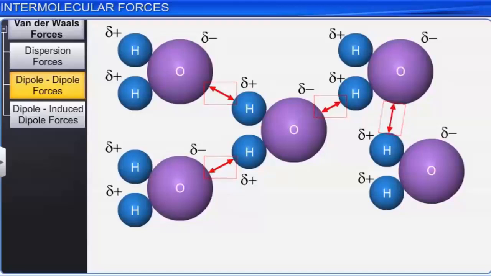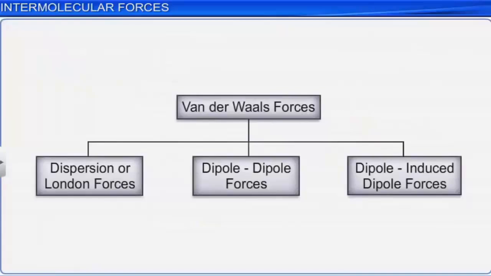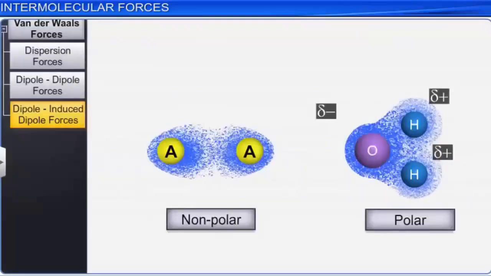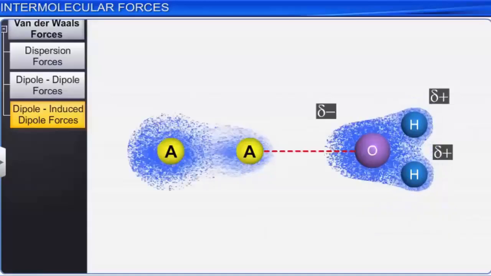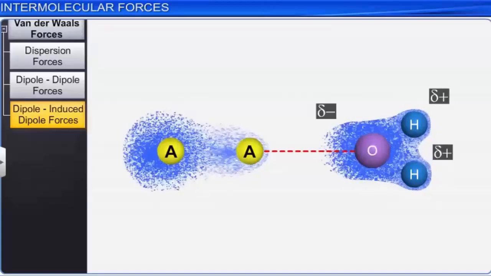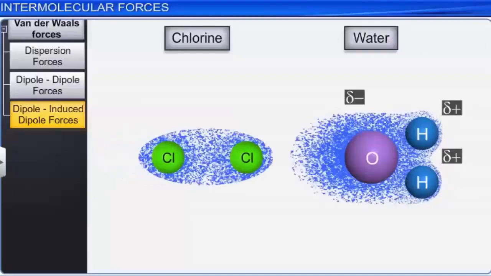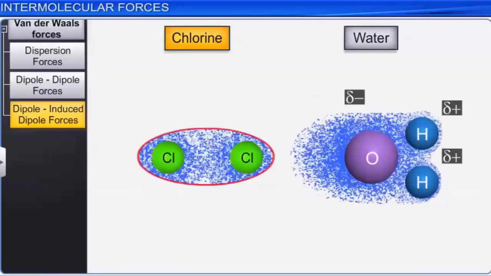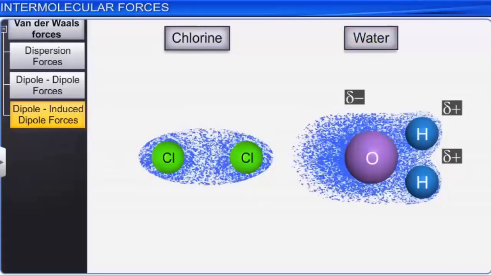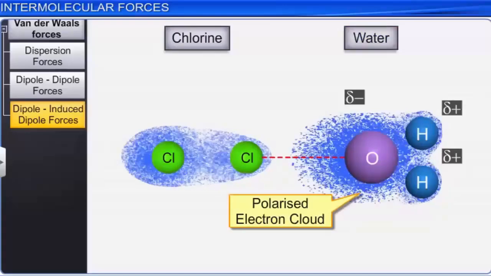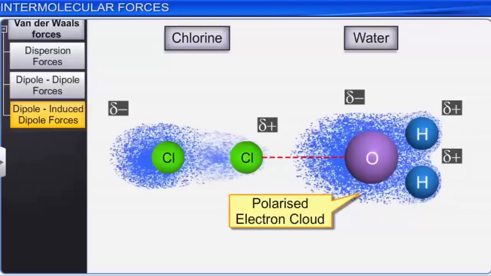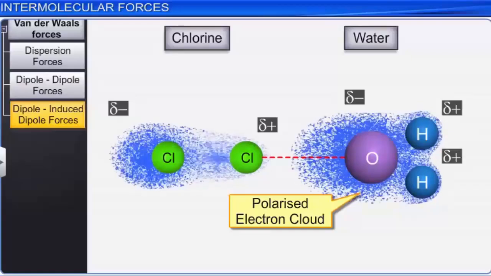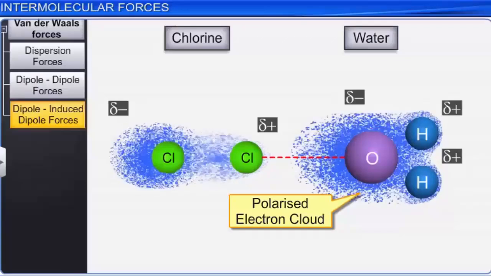The third type of forces are dipole-induced dipole forces. These attractive forces operate when a polar molecule with permanent dipole induces a dipole in a non-polar atom or molecule by deforming its electron cloud. Consider the non-polar chlorine molecule brought in the vicinity of a polar molecule, such as water. The permanent dipole of the water molecule polarizes the electron cloud of chlorine and induces a dipole on the electrically neutral chlorine molecule. Thus, dipole-induced dipole interactions come into existence between water and chlorine molecules.